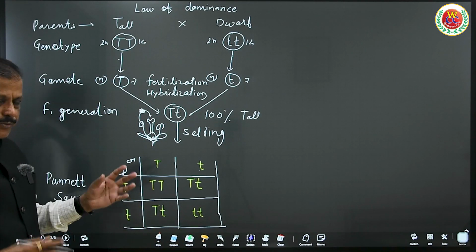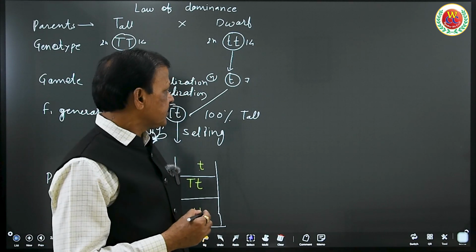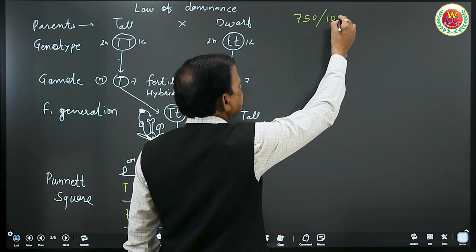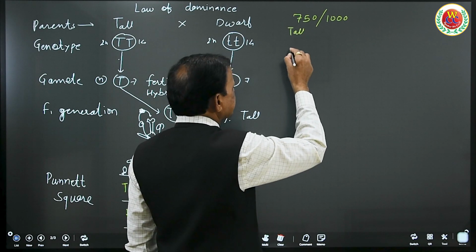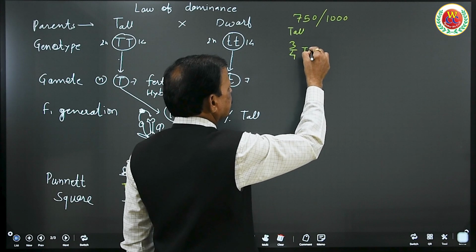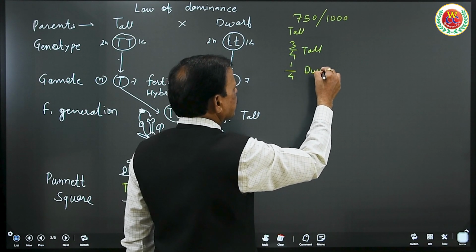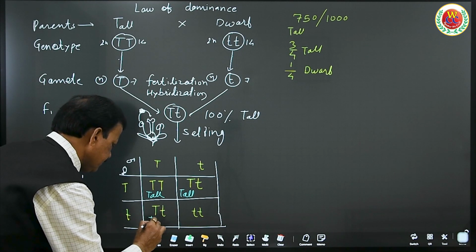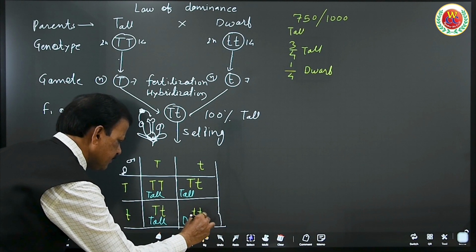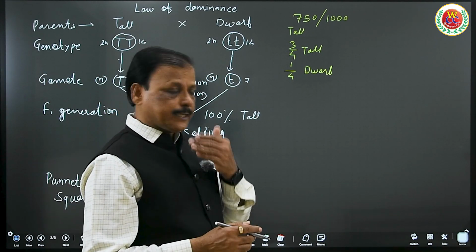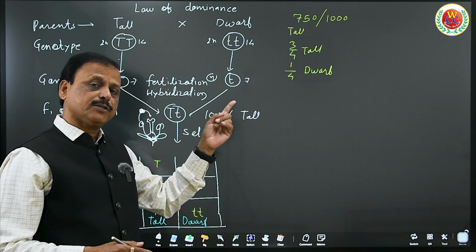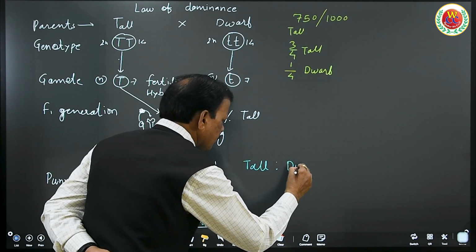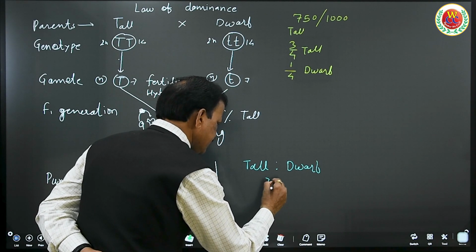That means when he observed after crossing that out of 1000 plants, around 750 plants were tall. That means 3/4 of the plants were tall and 1/4 of the plants were dwarf. So here, this tall and dwarf. He observed that in F1 generation 100% plants were tall, and in F2 generation the ratio of tall to dwarf, as a phenotypic ratio, was 3:1.